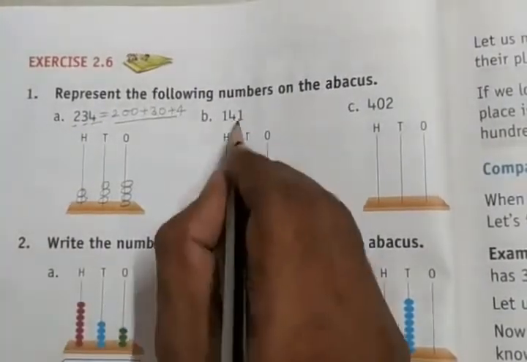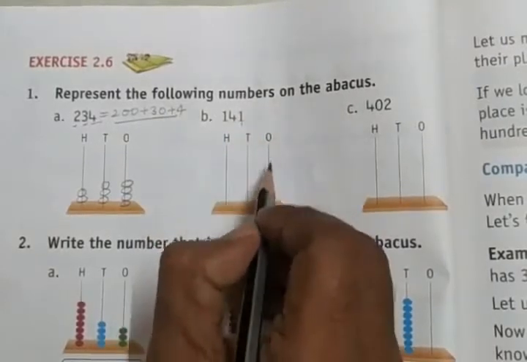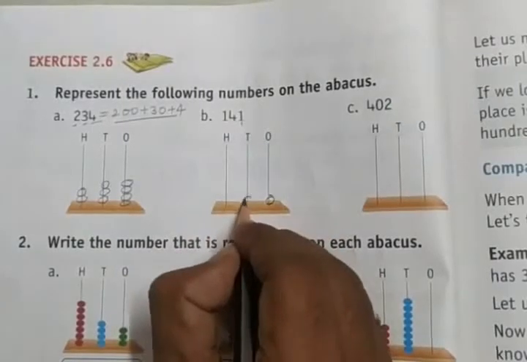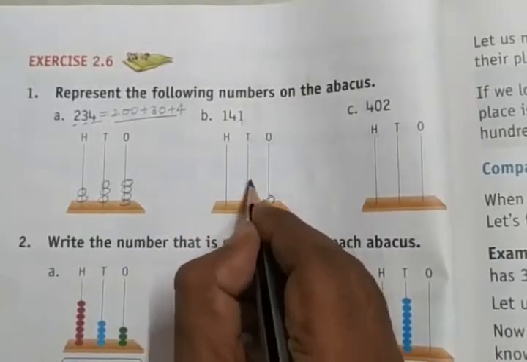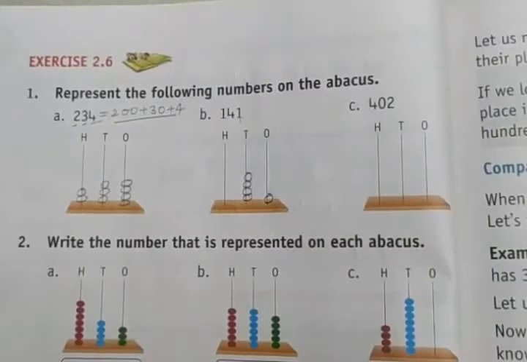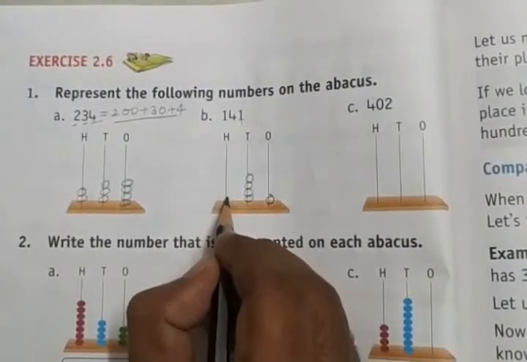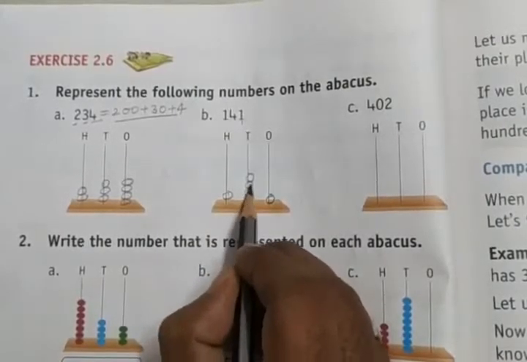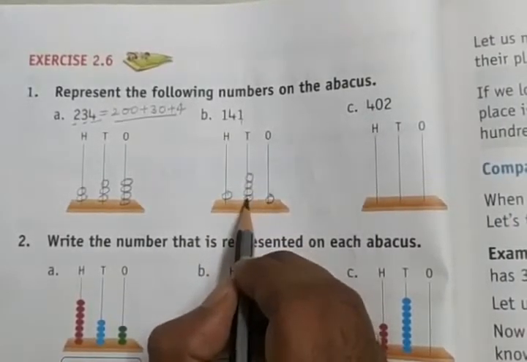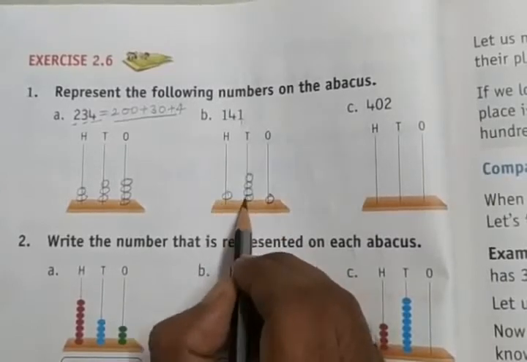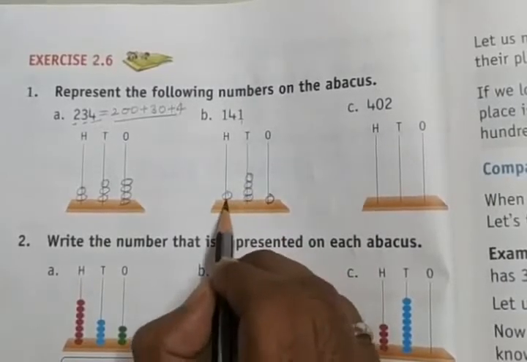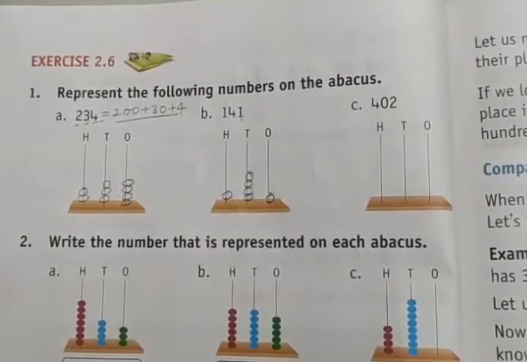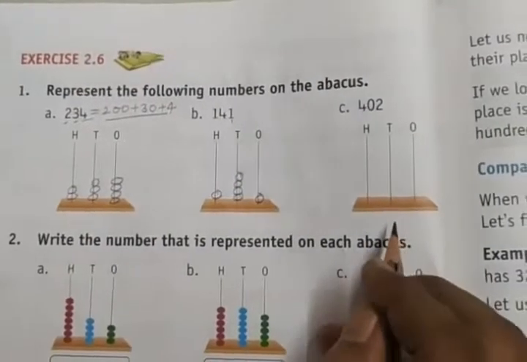Now what do we do for 141? The 1 is in the ones place. Then 4 at the tens place: 1, 2, 3, 4. And at the hundreds place we write 1 again. This can be read as 100, and 4 tens is 40. So 141.